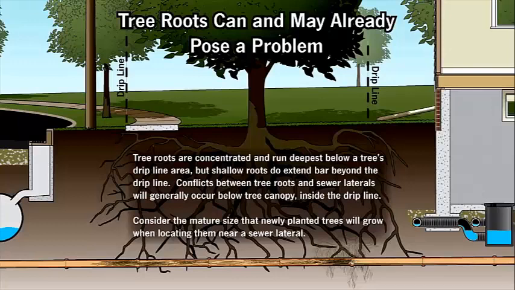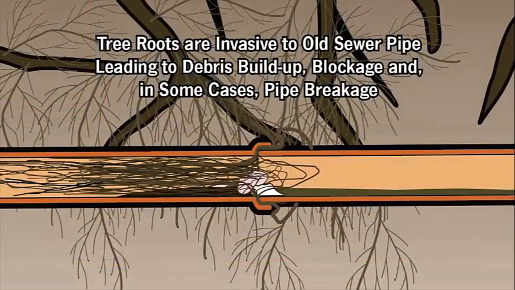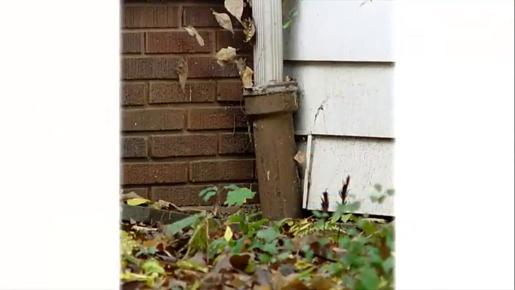If you are thinking about adding new trees, you should avoid planting them near the sewer lateral line, keeping in mind how large the mature tree's drip line area will extend. If a mature tree or trees already exist near the sewer lateral, consider having the drain line cleared. This will help ensure unobstructed flow in the future and provide you information on the condition of your sewer lateral.